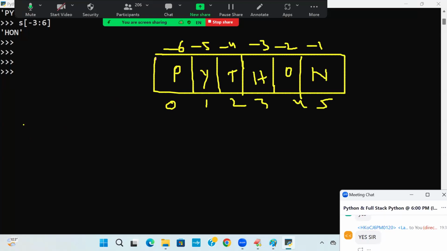Earlier one, positive beginning, positive ending. Positive beginning, negative ending. Negative beginning, positive ending. Earlier one, begin colon end. Either positive begin, positive end, or negative begin, negative end.